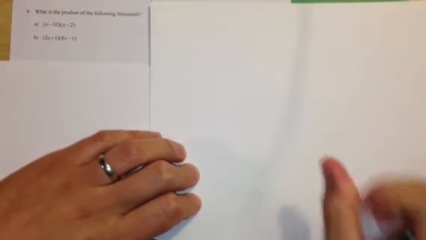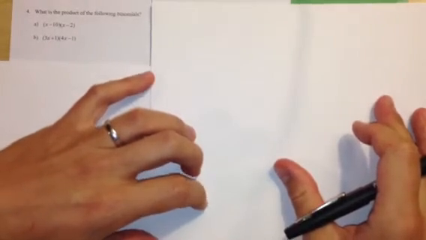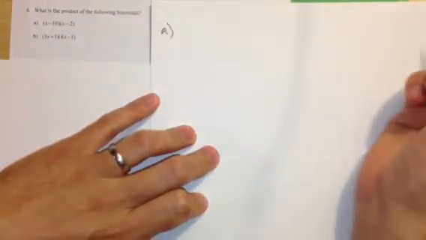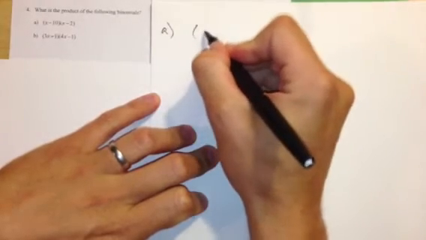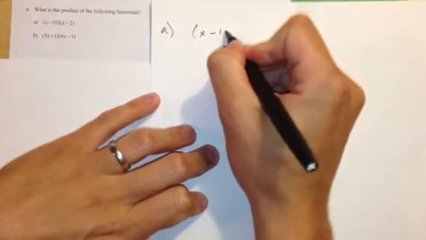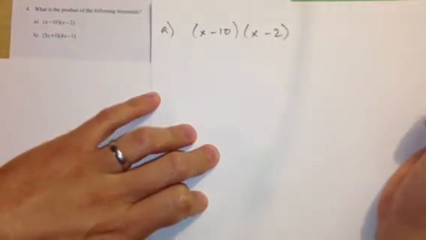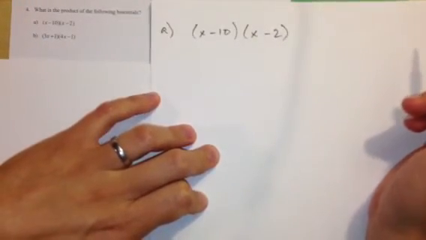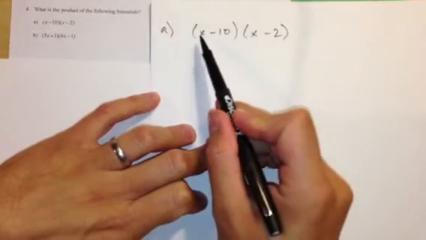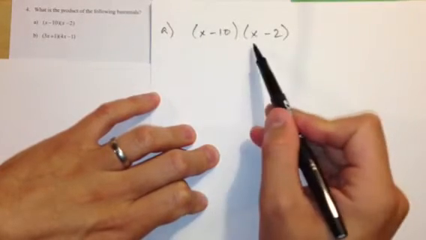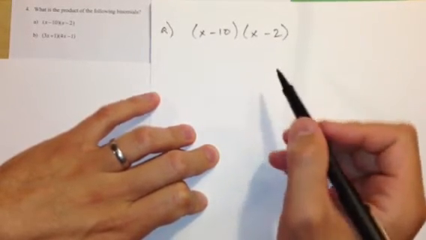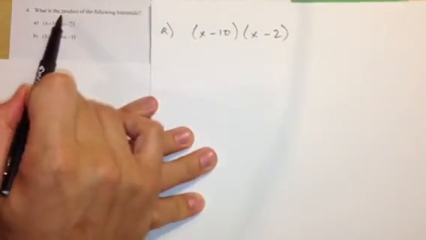Okay, this is problem number 4. The question asks, what is the product of the following binomials? In part A, we are multiplying the quantities x minus 10 times x minus 2. So these are binomials, because there are two terms, the x term and the negative 10 term, the x term and the negative 2 term, and we are multiplying because it does say what is the product.